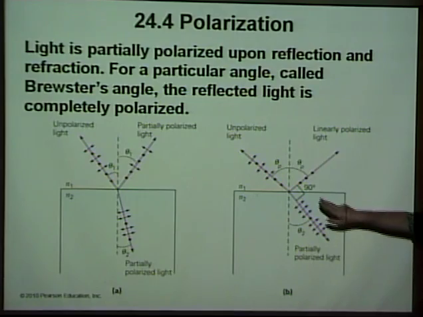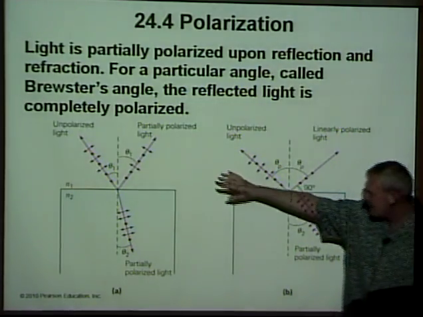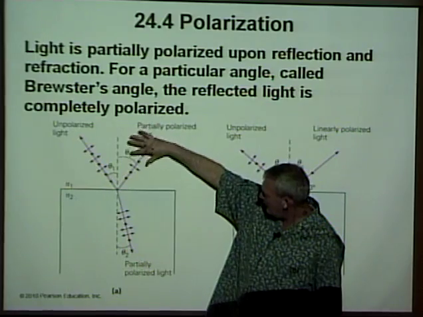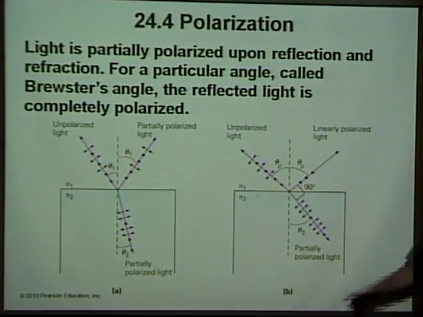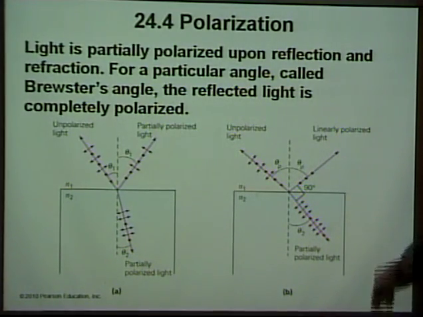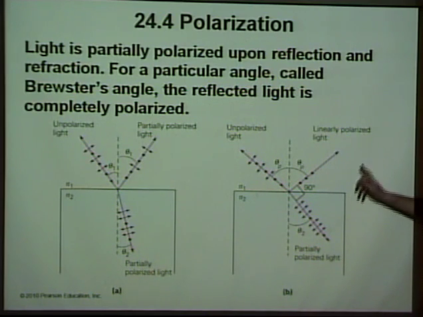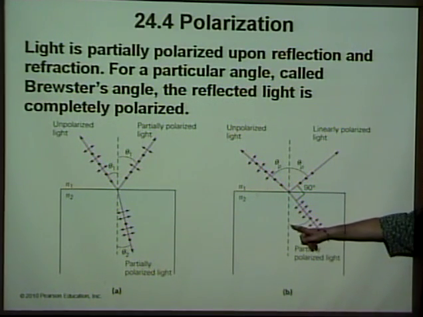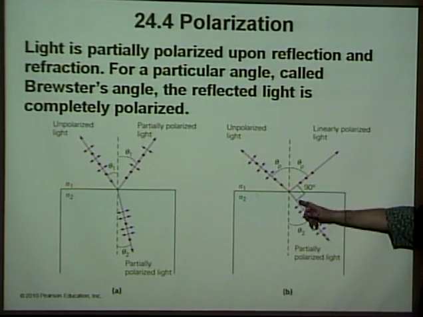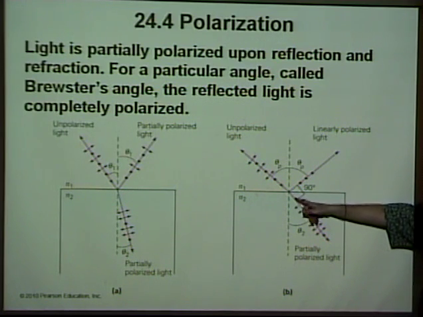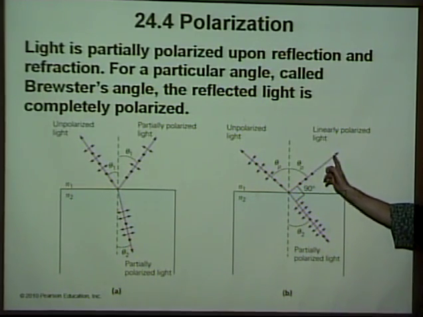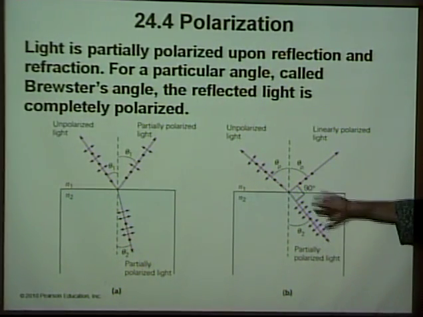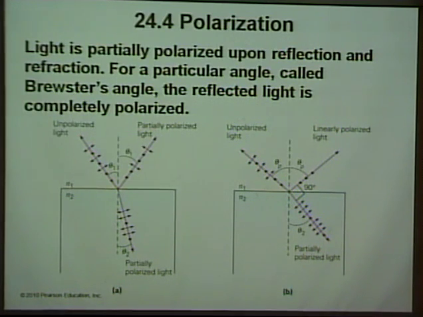But when it's linearly polarized light, in other words, I've gotten rid of all the y part of that and there's nothing left but the x orientation, what happens is my angle of incidence and my ray of refraction actually add up to 90 degrees. They form a 90-degree angle with each other.